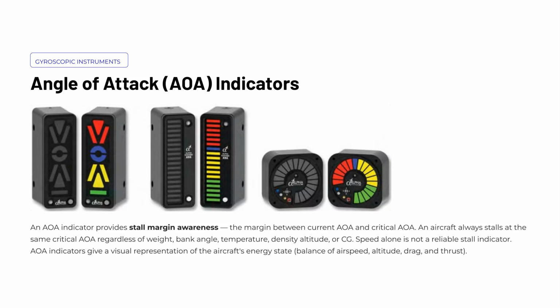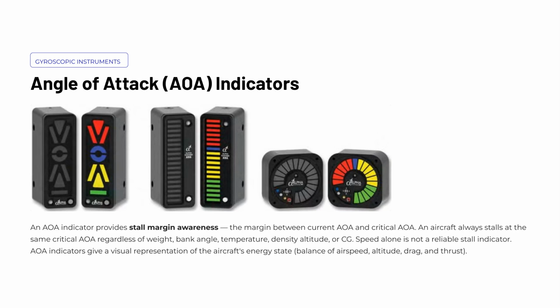Here is a fundamental principle you must internalize. An aircraft will always stall at the same critical angle of attack, regardless of weight, bank angle, temperature, density altitude, or center of gravity position. This means airspeed alone is not a reliable stall indicator, because the airspeed at which a stall occurs can change significantly based on these variables.